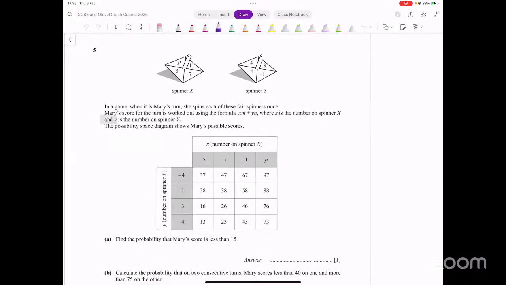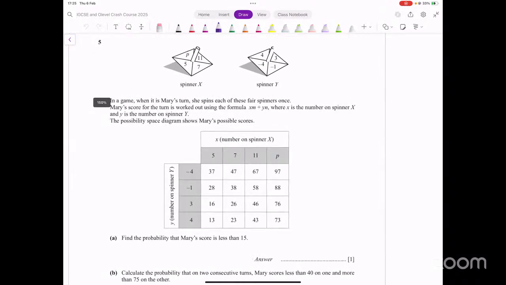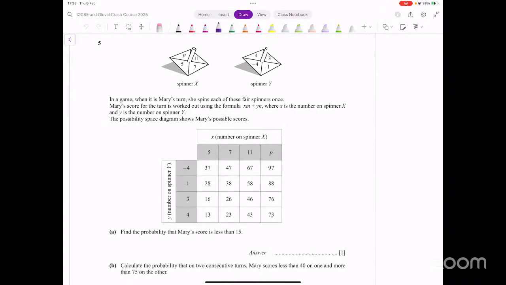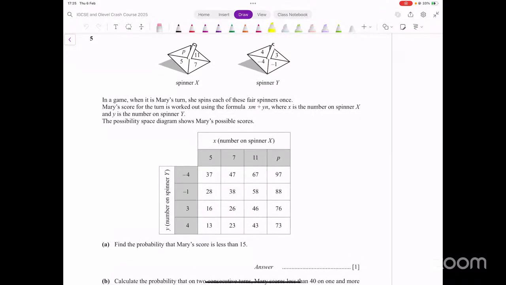In a game, when it is Mary's turn, she spins each of these fair spinners once. Fair spinner means that all the outcomes have equal probabilities. Mary's score for the turn is worked out using the formula xm plus yn, where x is the number on spinner x and y is the number on spinner y. Okay, so how are they calculating the score? So these are fair spinners. She's spinning each of them once.